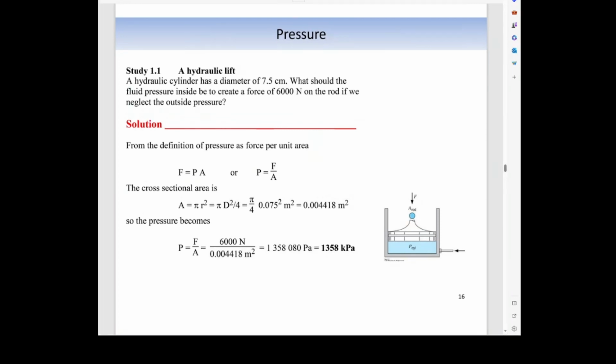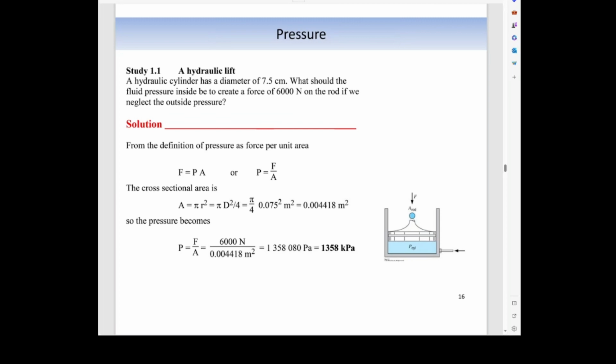Okay, so the first example, what we have is a hydraulic cylinder with a 7.5 centimeter diameter. And we're looking to see what the pressure inside of the cylinder is in order to create 6,000 newtons of force on the rod. Okay. Neglecting outside pressure, any atmospheric pressure. The other thing it looks like we're neglecting here is the mass or the weight of the piston rod combination. Okay. So the problem just basically becomes an equilibrium problem. Whatever force is acting up is essentially going to be the same as the force acting down.